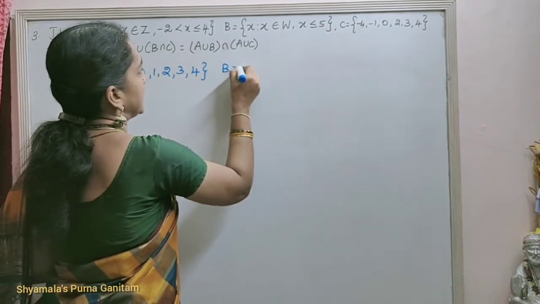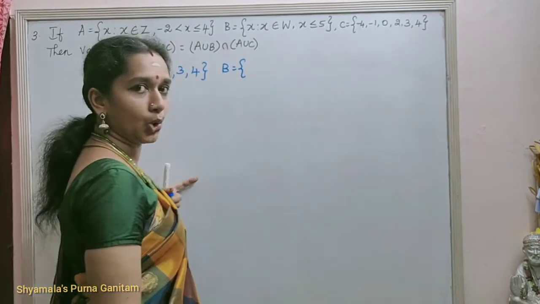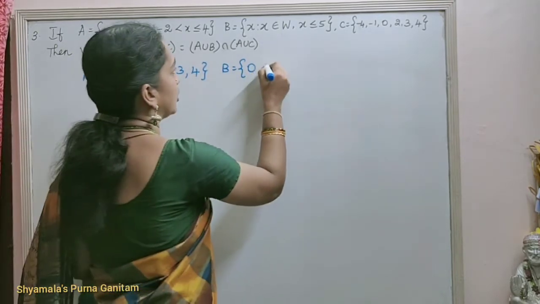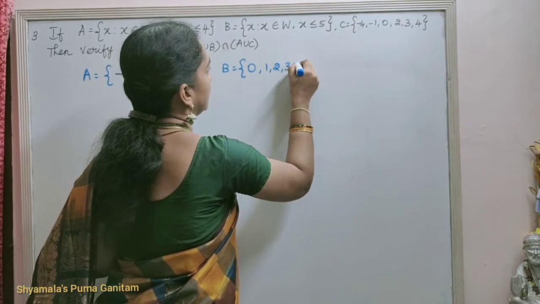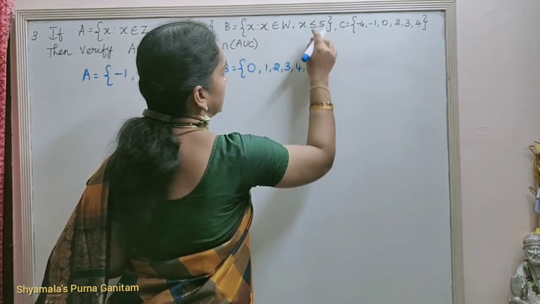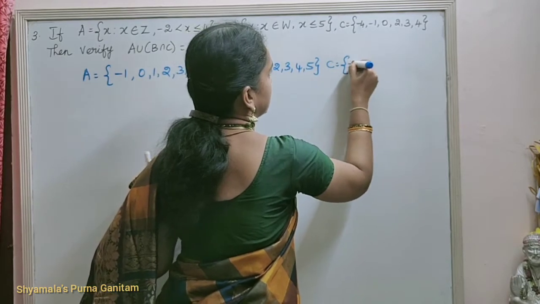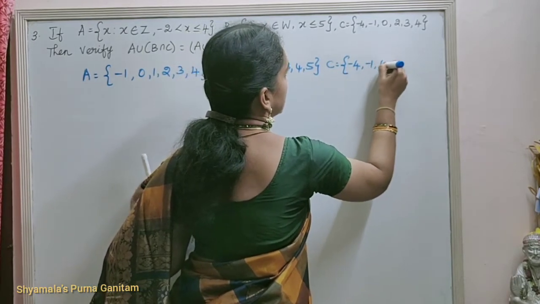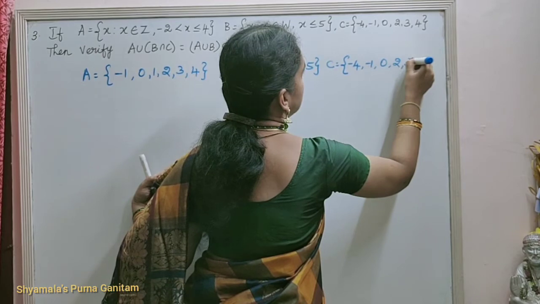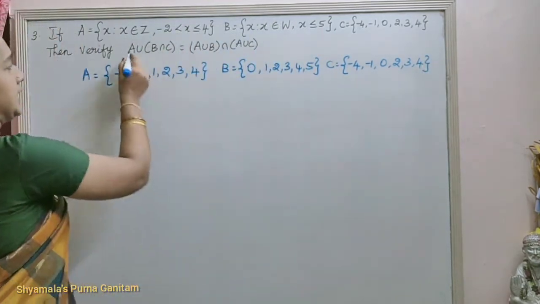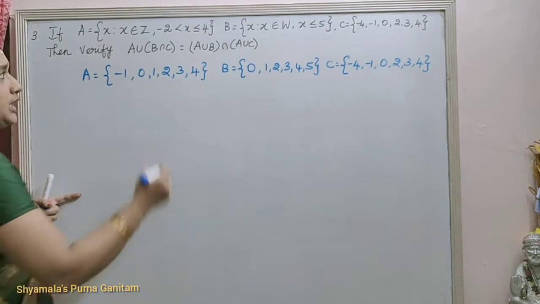Then B is equal to x such that x belongs to whole numbers. That means it starts from 0. So 0, 1, 2, 3, 4 and 5, since it is given less than or equal to. Then the elements of C, already it is given: minus 4, minus 1, 0, 2, 3 and 4. Now whatever they asked us to prove, that we will prove.